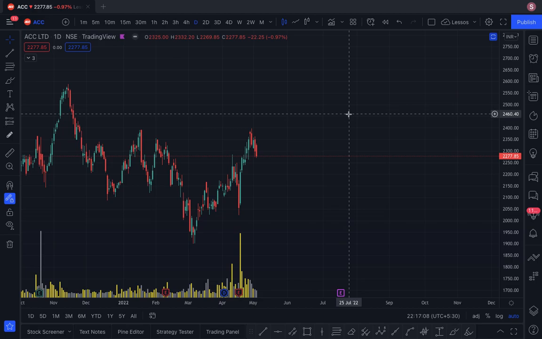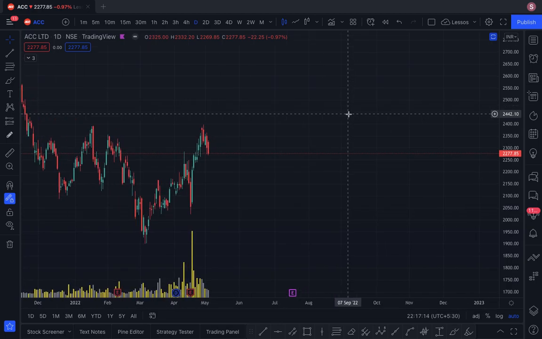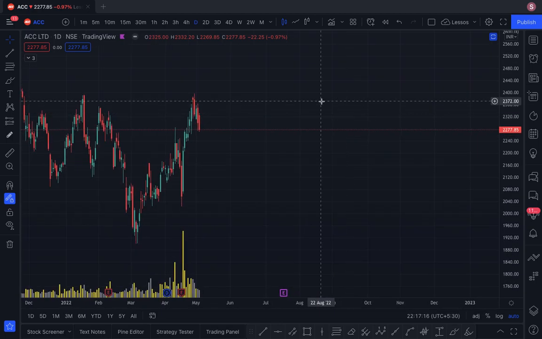Today we will be looking at certain divergence techniques, especially focusing on RSI divergence. This can be done for a swing trade as well as an intraday trade, but I preferably practice it for the swing trade.